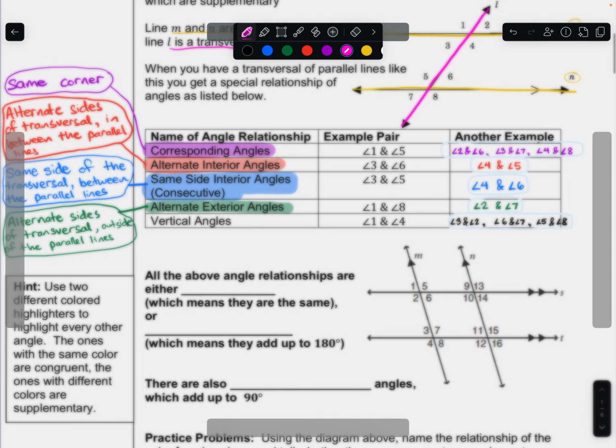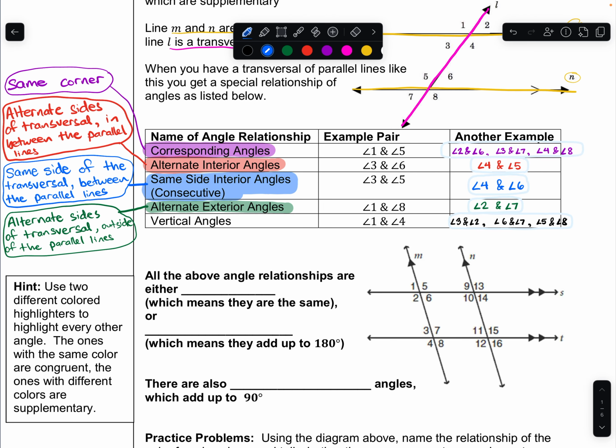All right. So all of the above angle relationships are either congruent, which means they have the same measure. We use the equal sign with a squiggle above it. That means congruent. Or they are supplementary, which means they add up to 180 degrees.